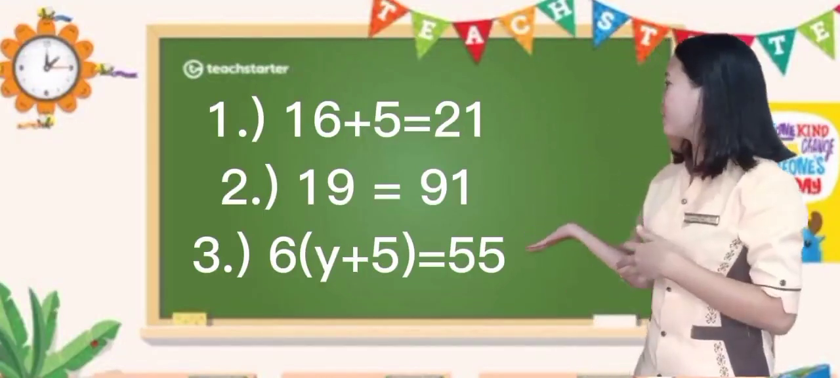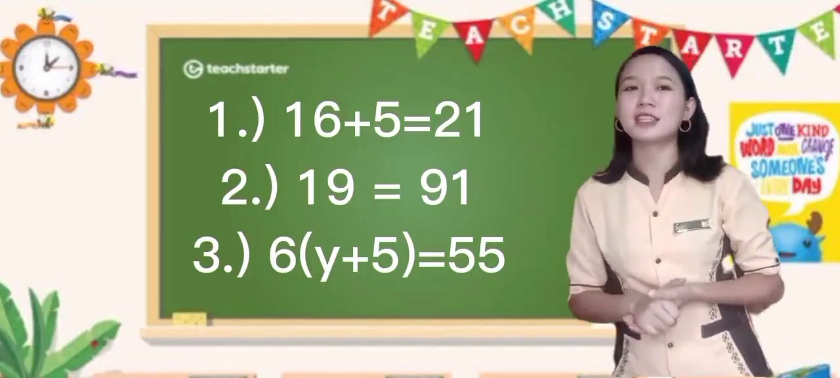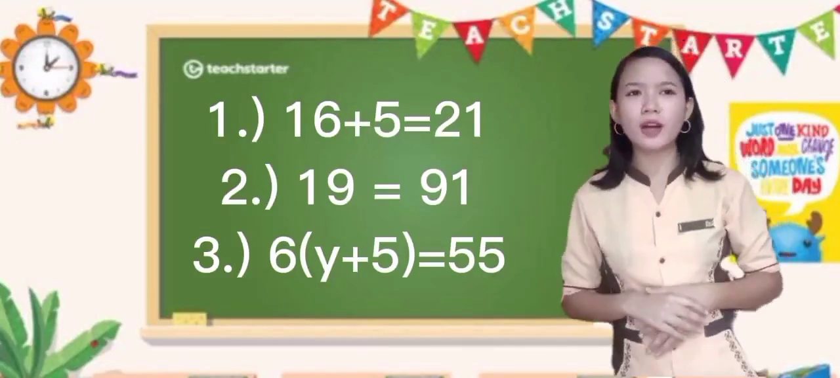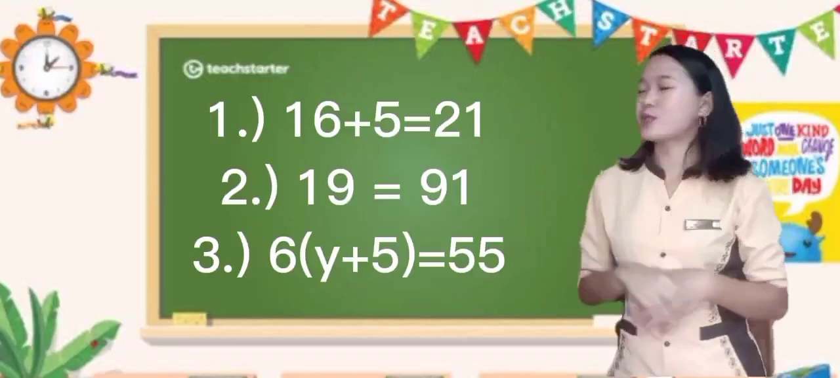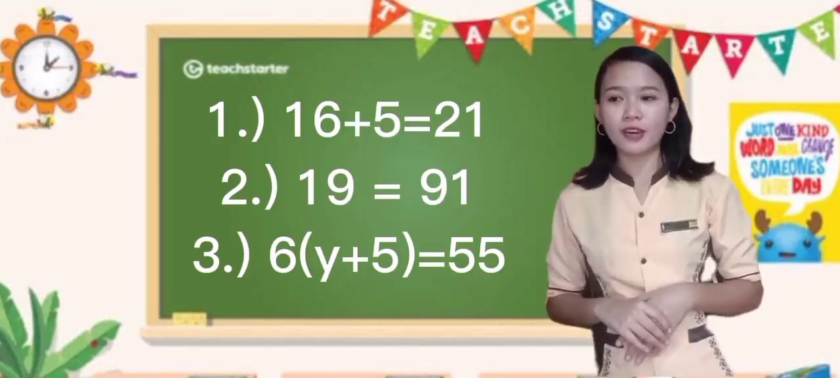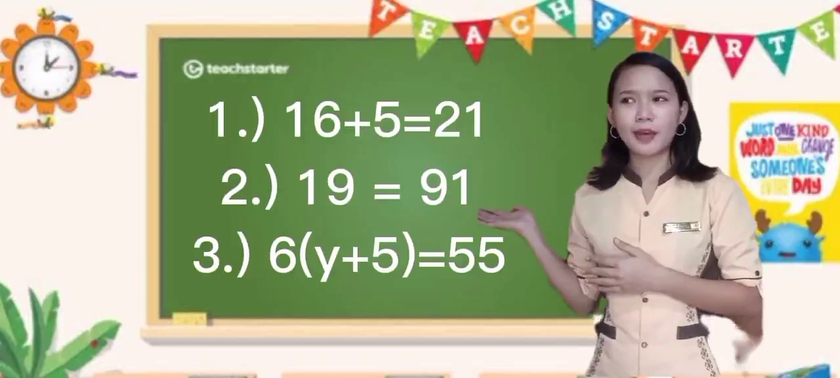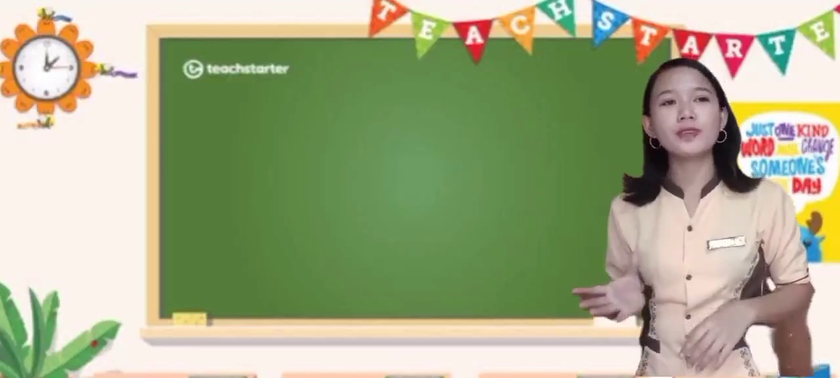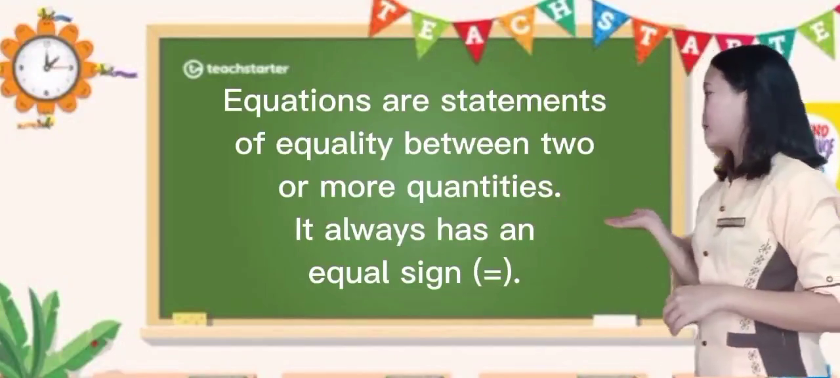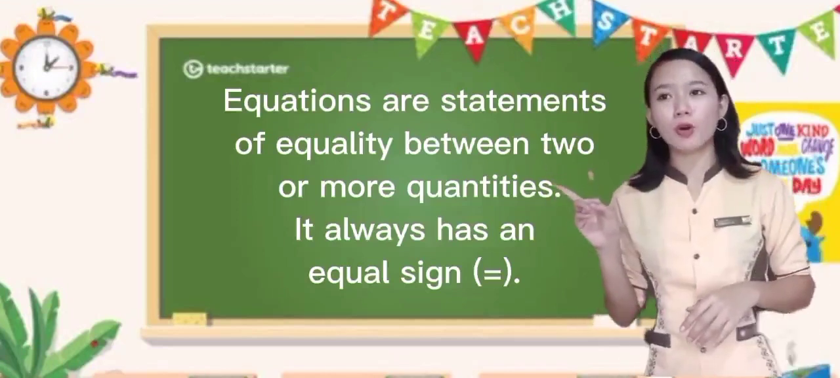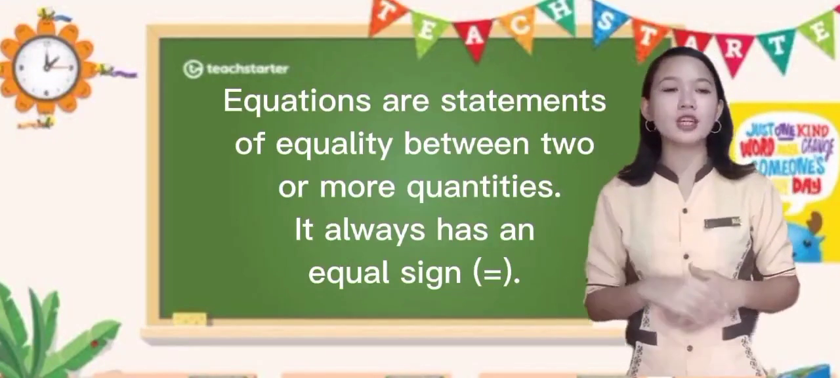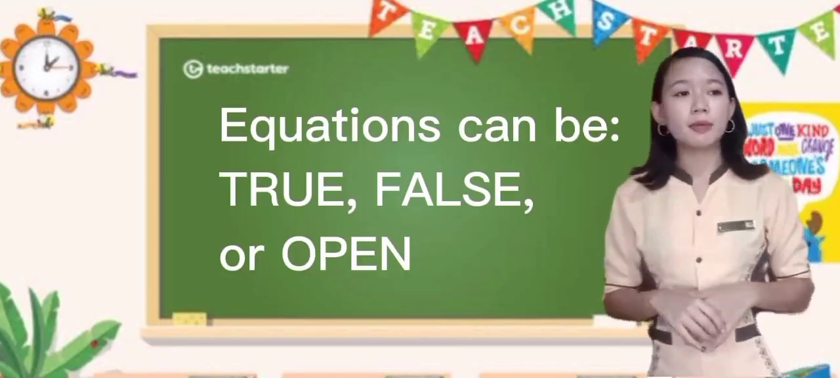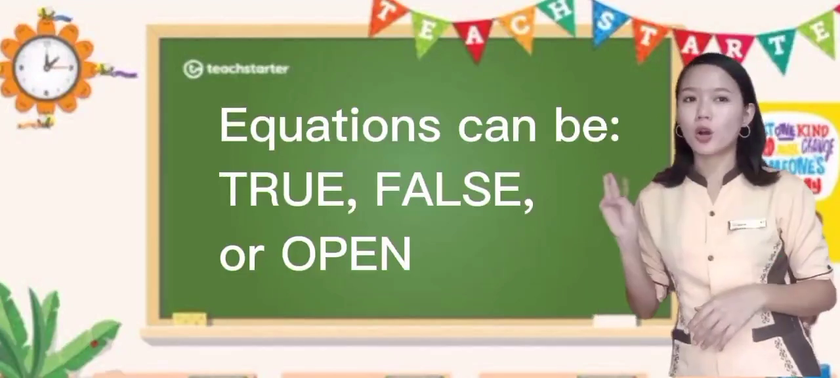Here are some examples of equations. Number 1 is 16 plus 5 equals 21. Number 2 is 19 equals 91. And the last one is 6 times the quantity of y plus 5 equals 55. Are these all correct? Maybe. We're going to find out. Equations are statements of equality between two or more quantities. They always have an equal sign. Like all statements, equations can be true, false, or open.